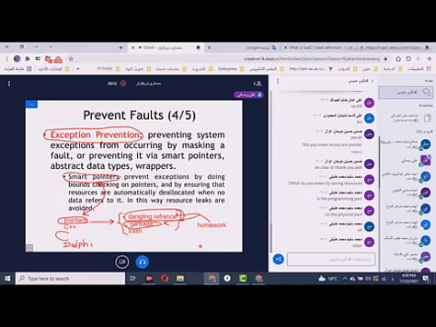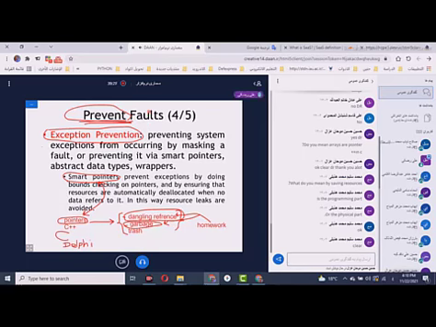Guys, you know, some programming languages don't let you use pointers. For example, when you use Java, you can't use pointers. Java eliminated pointers thoroughly. Memory management is automatic. So in Java, you don't have the problem with pointers. Java uses this preventive fault technique. Pointers are eliminated from Java.